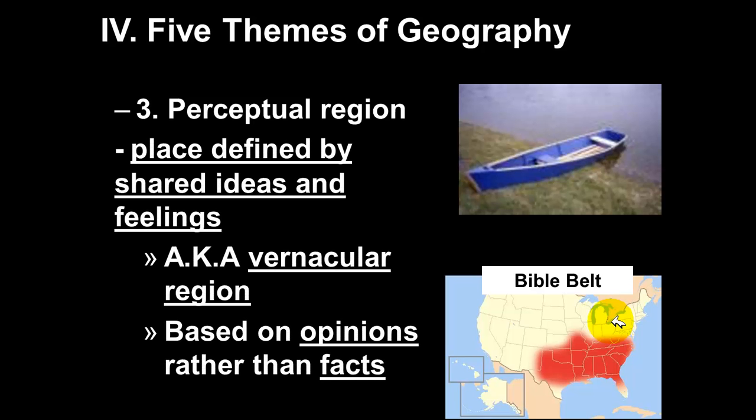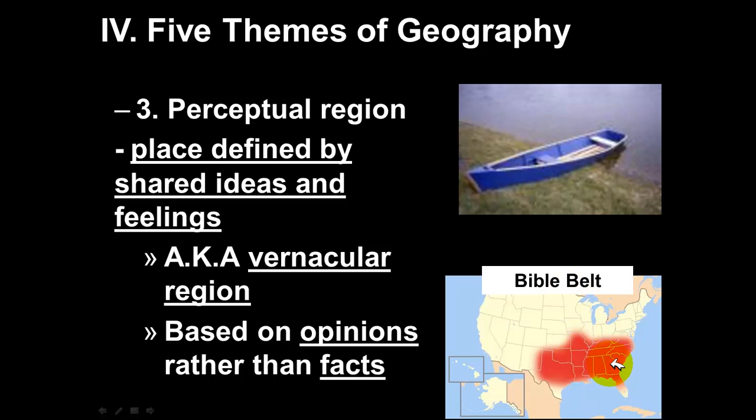A perceptual region is just a place defined by shared ideals and feelings. They're otherwise known as vernacular regions. The thing about perceptual regions is that they're based completely on opinions, so they are the exact opposite of a formal region. This graphic at the bottom is an example of a perceptual region.